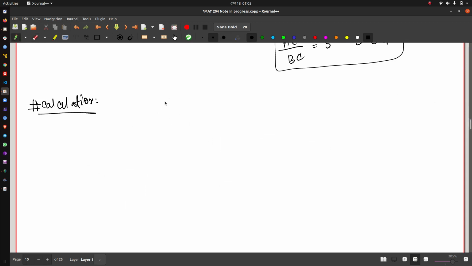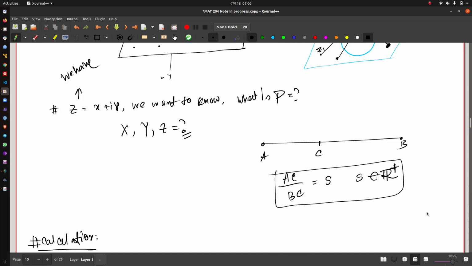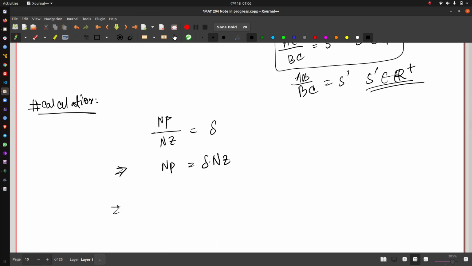So again, the ratio that we are interested in is just np by nz, let's call it delta, and finally you have np equals delta nz. Again, this is also from high school geometry, that you have this straight line, you have this AC by BC as some positive real number ratio. Also at the same time you have this AB by BC as, let's say, S prime, where S prime also belongs to the positive real numbers. So now we write down the coordinates.